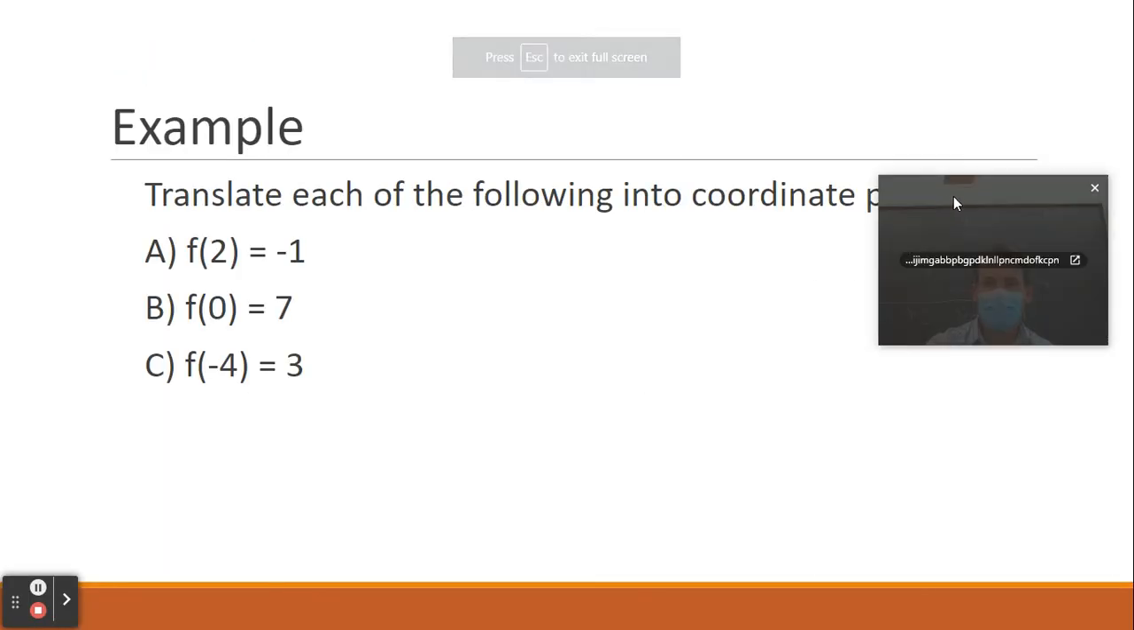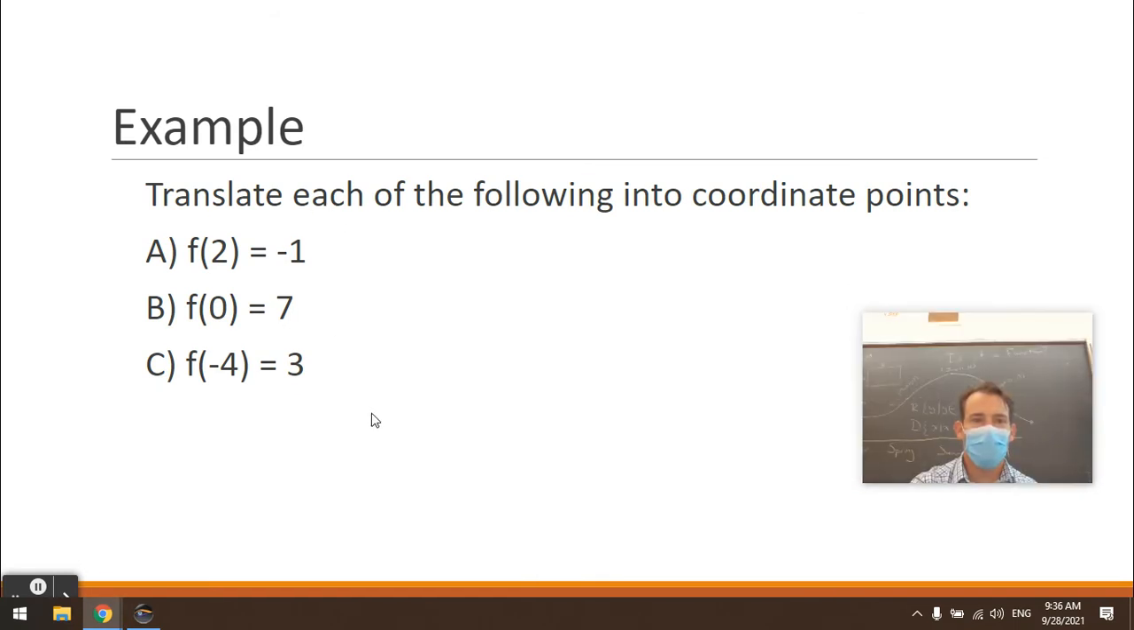So let's carry on. Now we want to be able to translate these into coordinate points. We'll do the first one together, and then you'll do the next two, and I'll give you 30 seconds to do that. So here we go.